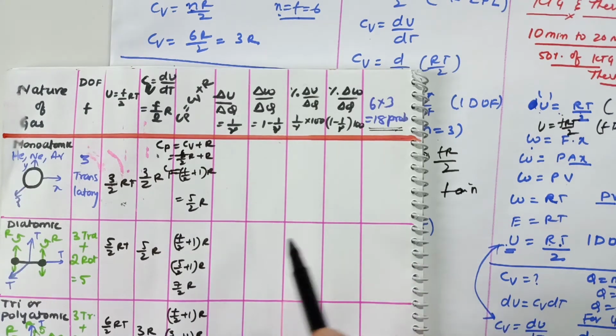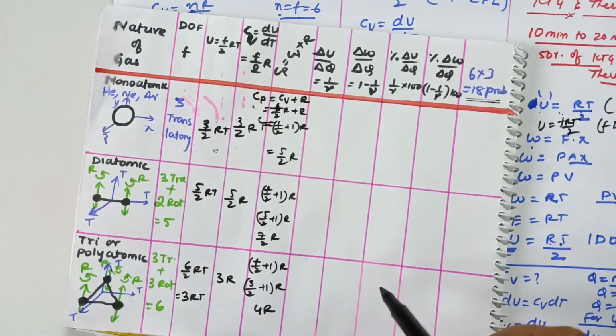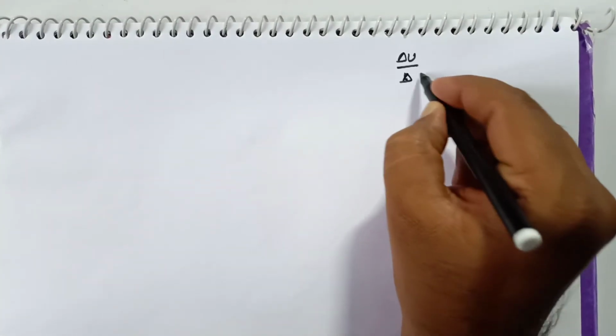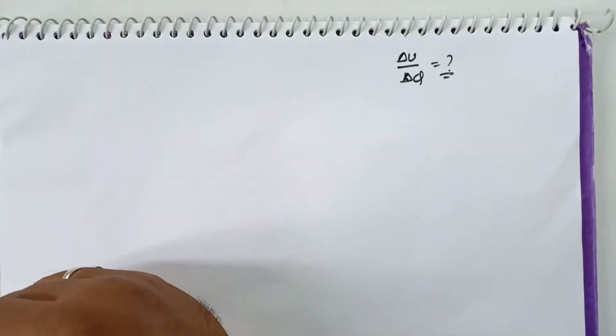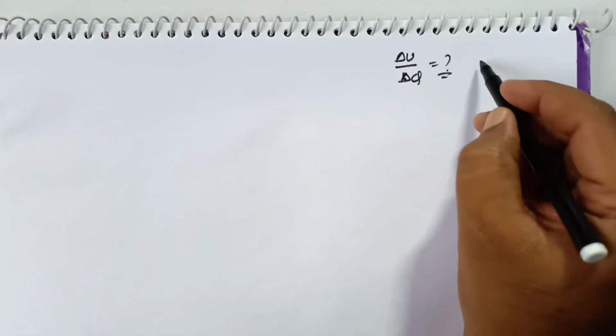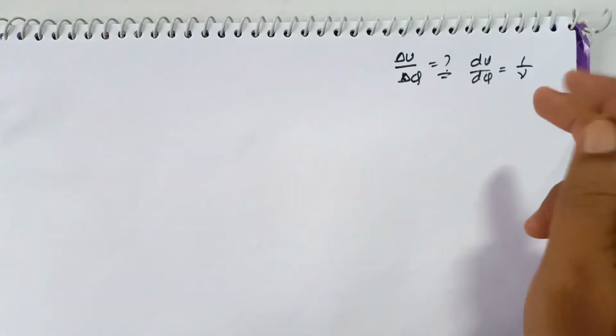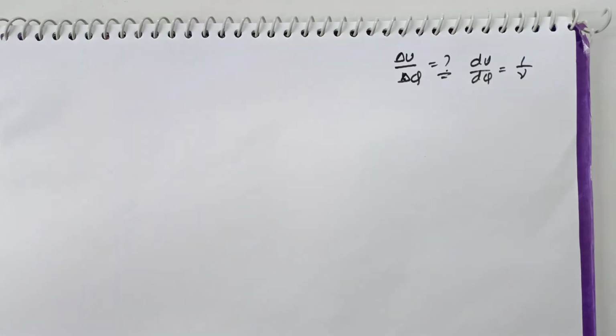Now we will fill up these columns, but before going to fill up these columns, we should have some basic knowledge here. So we shall go for the basic knowledge which we are going to discuss now. See here. What we need to find out first is delta U by delta Q. How are you going to find out all these things? We need to prove that, whether you take delta U by delta Q or dU by dQ, it is going to be 1 by gamma. Then how are you going to do this? We shall discuss one by one. Okay, so let us start.